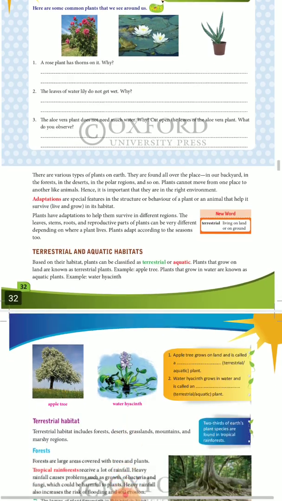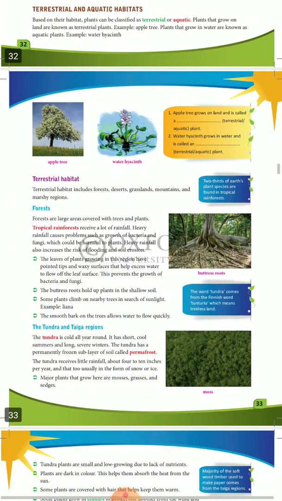Today we will be discussing the terrestrial habitat. That's page number 33. The terrestrial habitat includes the different forms of land that are found on the earth. So we have the forest cover, we have the plain. Then we have the desert, where it hardly rains. Then we have the grassland. Then we have the mountain and the marshy regions. Clear? So now coming to the first kind, that is the forest.